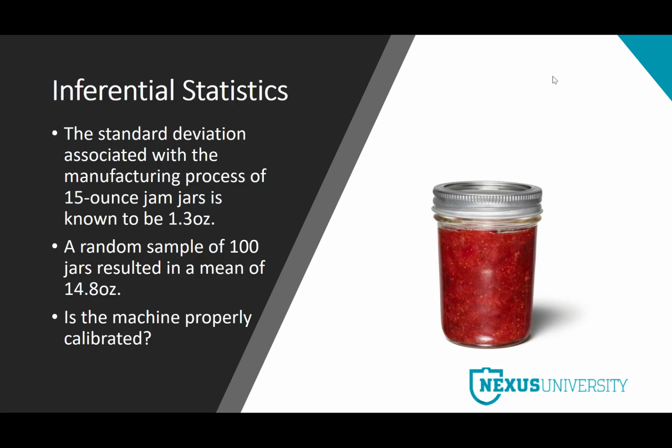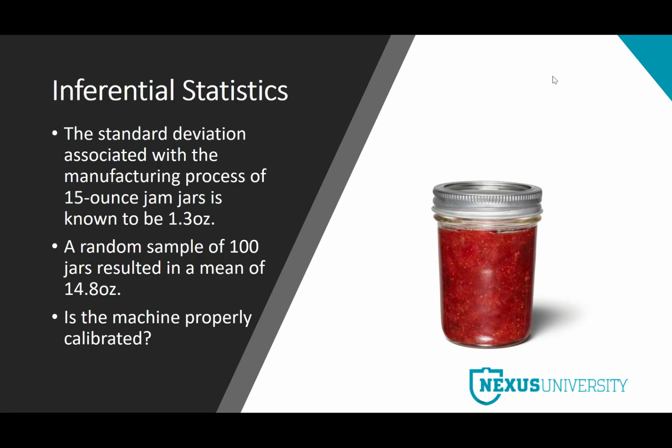Let's look at this example. The standard deviation associated with the manufacturing process of 15-ounce jam jars is known to be 1.3 ounces. A random sample of 100 jars resulted in a mean of 14.8 ounces. The question we have is, is the machine that fills the jars properly calibrated?